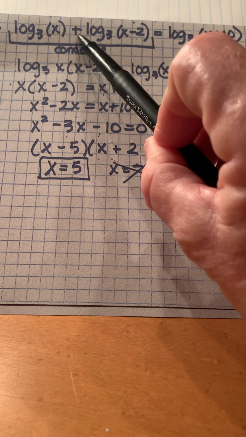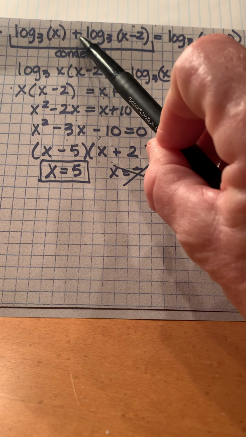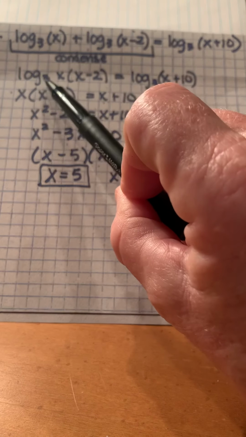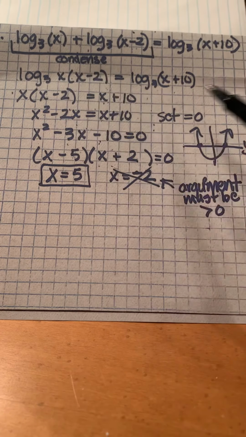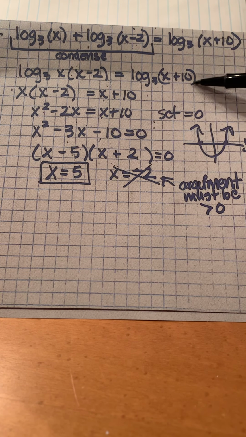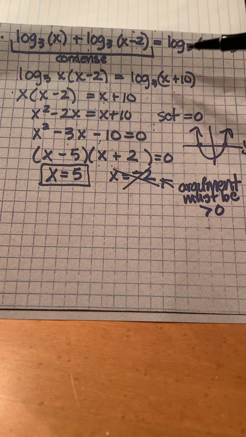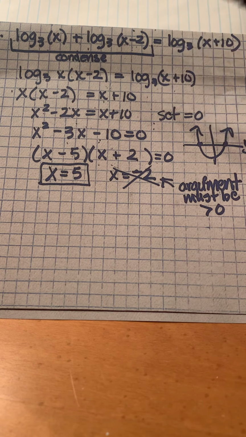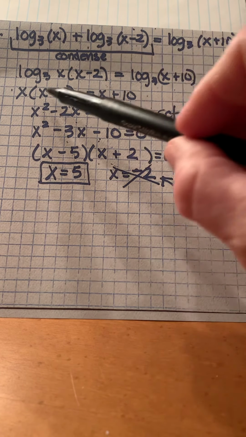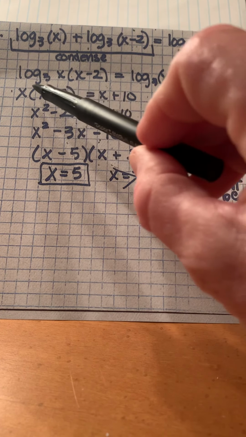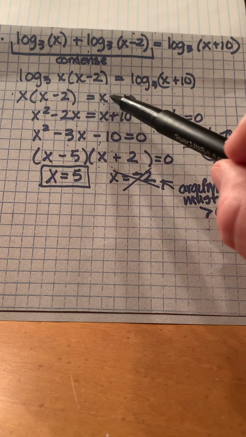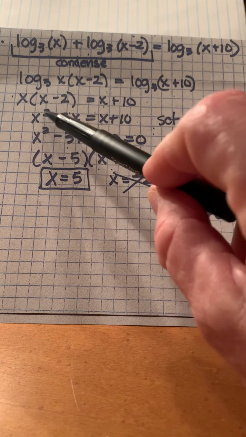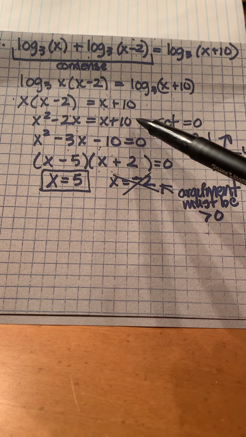Because this is a plus sign, I'm going to use the product property. And I'm going to write these two expressions as one expression and multiply the arguments together. In this step here, I have one log on one side, one log on the other side. They're equal to each other and they both have the same base. So now I can set the arguments equal to each other and say x times x minus 2 equals x plus 10. When I distribute the x minus 2, I get x squared minus 2x equals x plus 10.